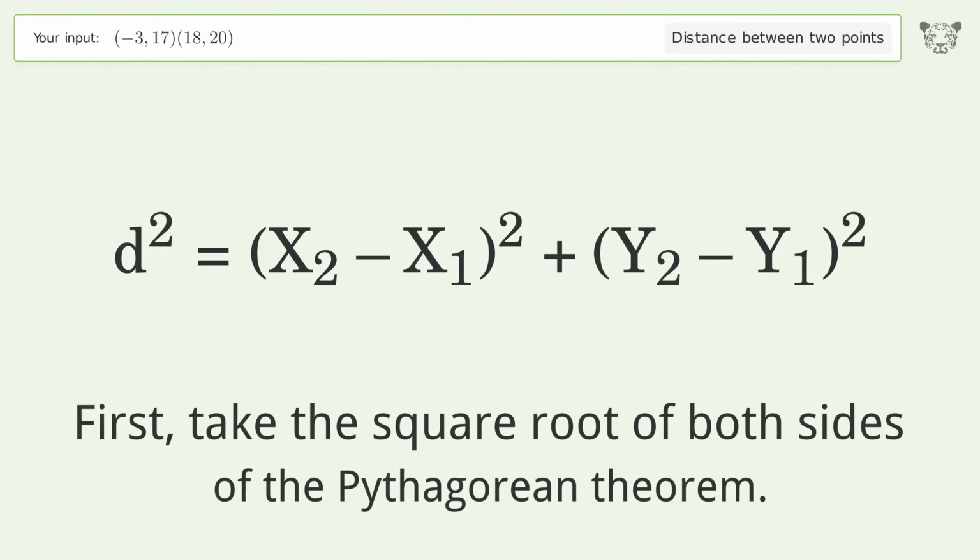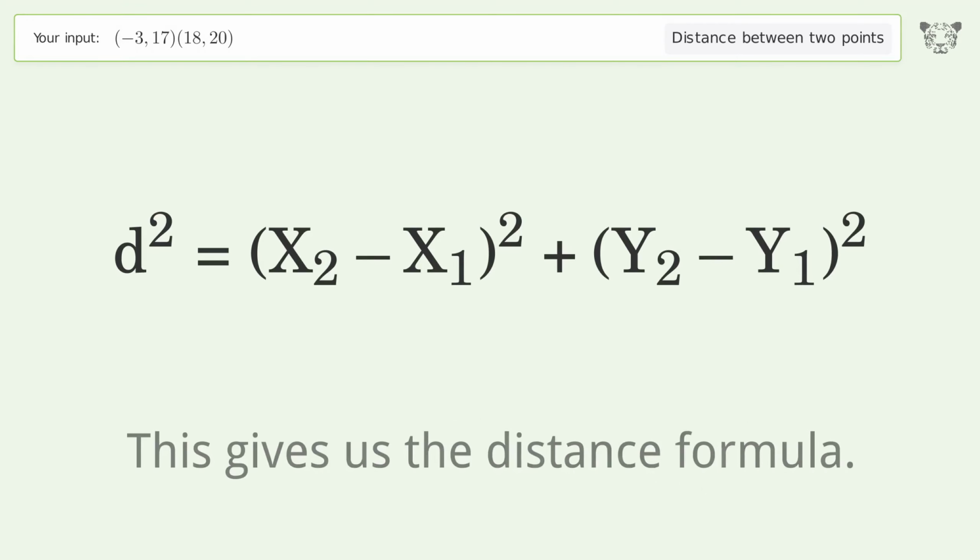First, take the square root of both sides of the Pythagorean theorem. This gives us the distance formula.